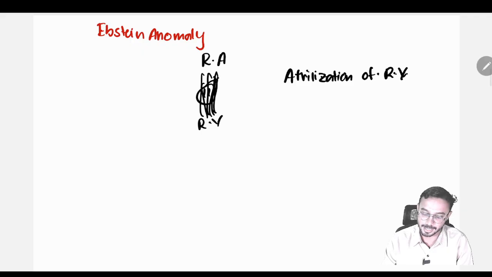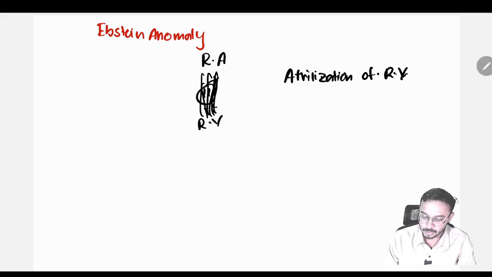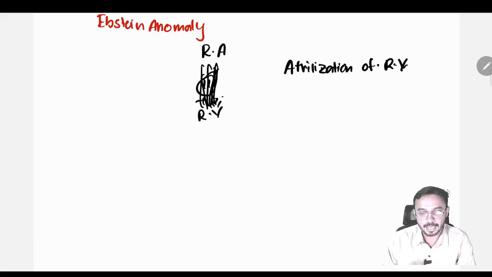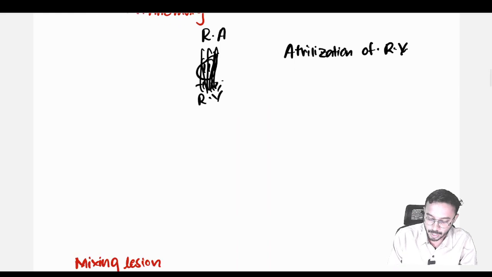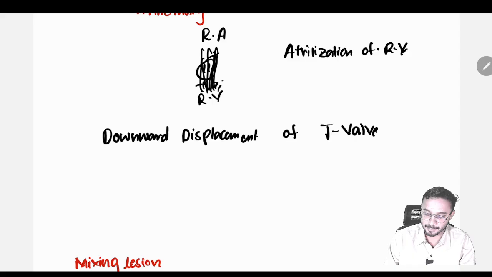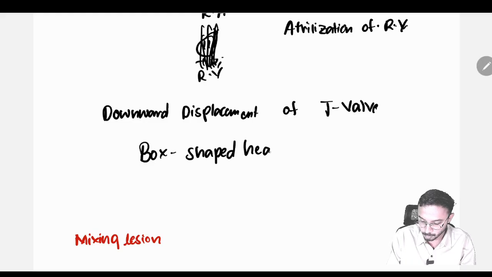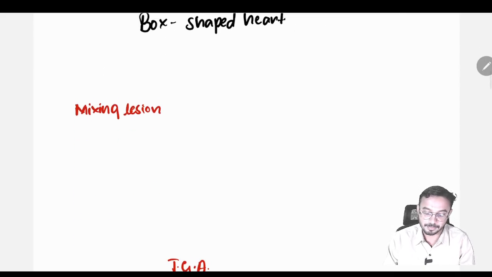What actually happens is the tricuspid valve is getting displaced downwards into the right ventricle. Okay, so this tricuspid valve is coming into this right ventricle, that is known as Ebstein anomaly. This condition is seen, so that's why you will find atrialization of right ventricle. Okay, what happened is downward displacement of tricuspid valve. Okay, this is happening over here. So what type of heart? Box shaped heart you will find over here, box shaped heart.